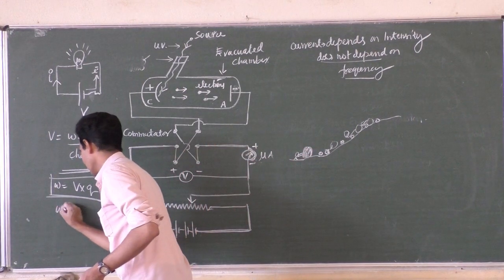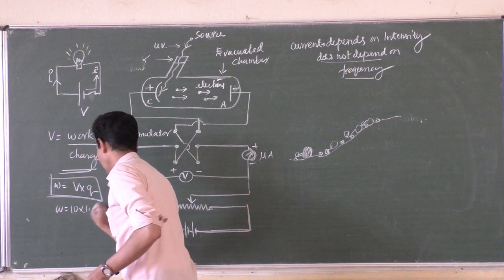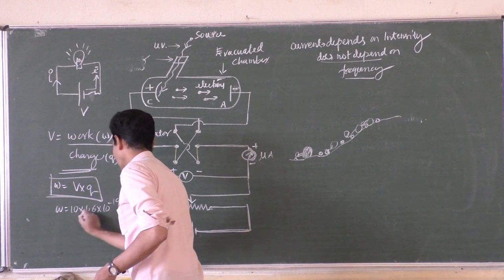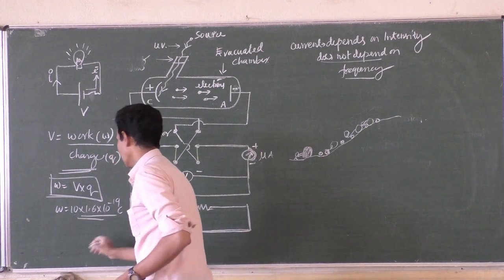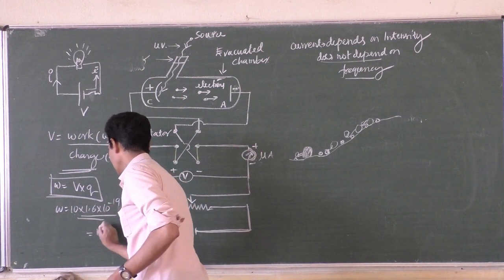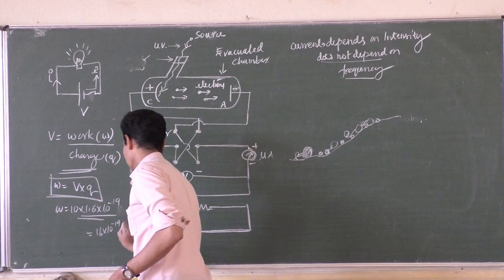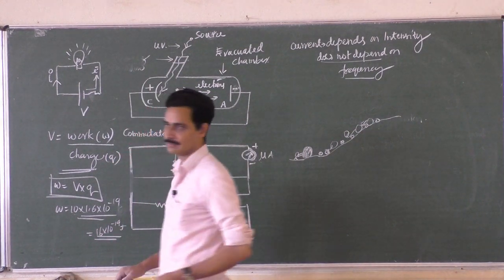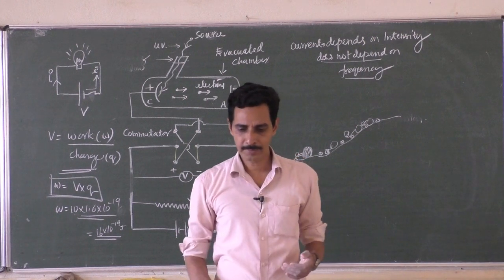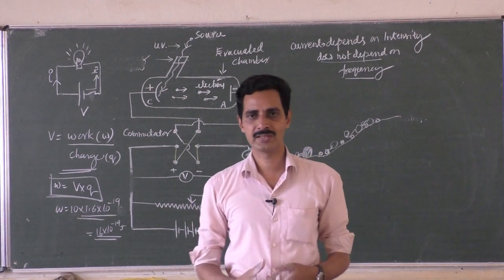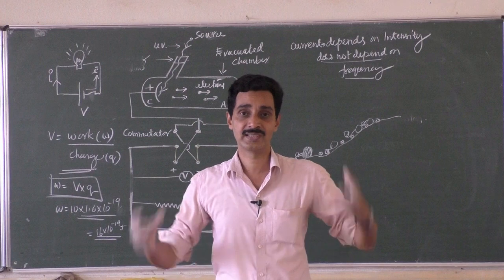If the potential difference of the battery is 10 volts and it sends one electron, whose charge is 1.6 × 10^-19 coulombs, then the work done is 16 × 10^-19 joules. This is the work done by the cell. So every battery will have its own potential difference, that means its own ability to send the charges.